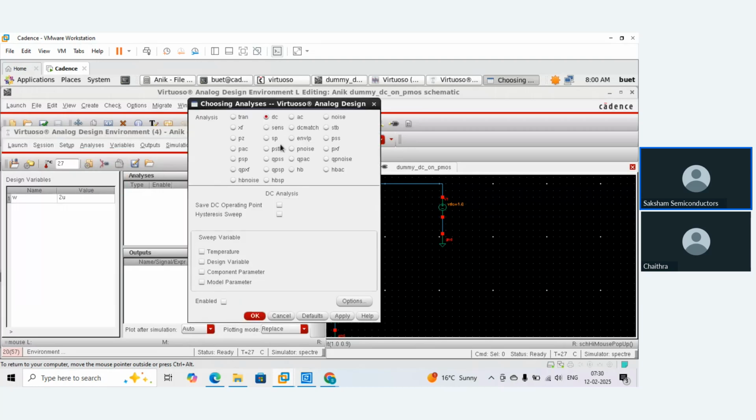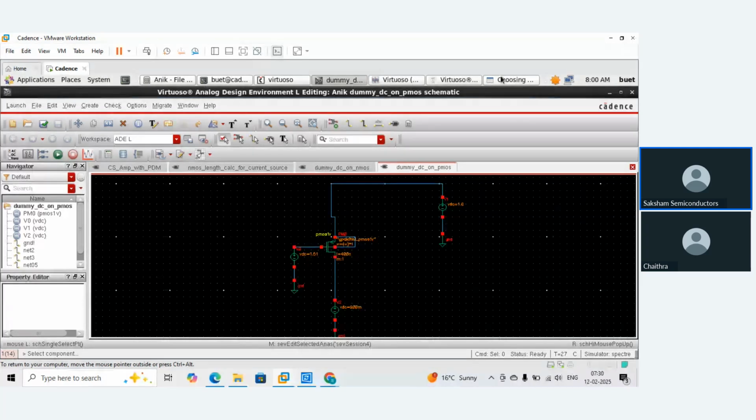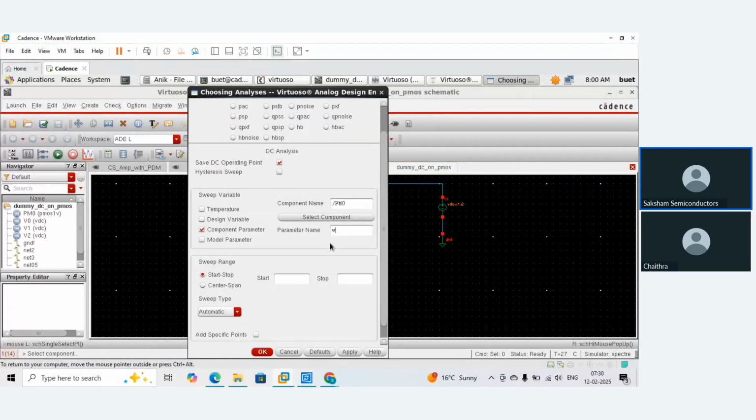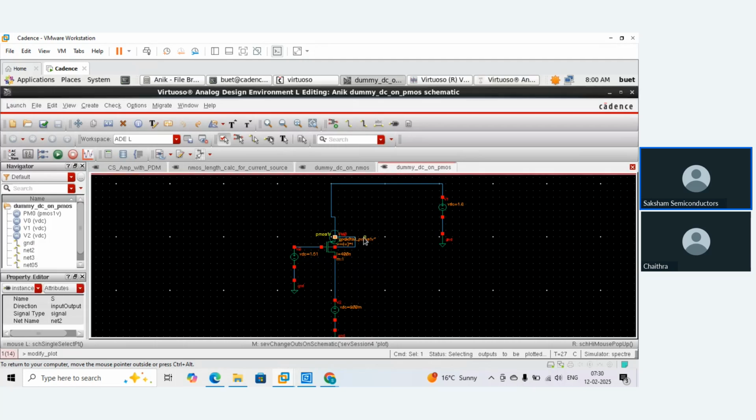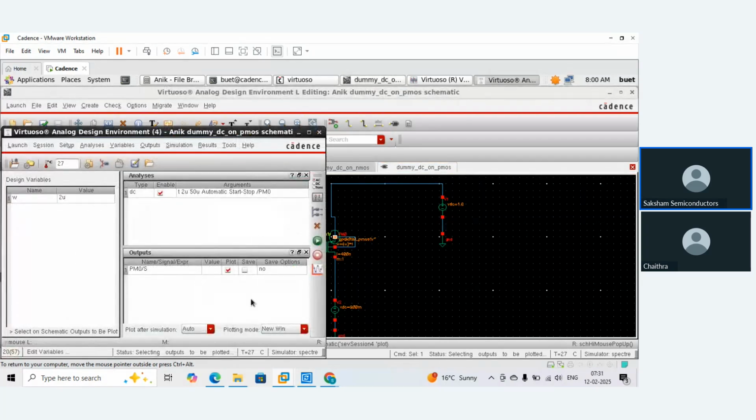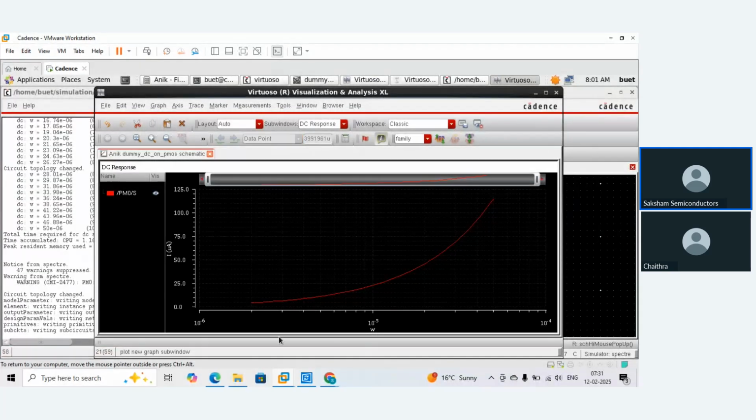Analysis, I'll do the DC analysis, save operating points, component parameter. Now this time it will be my PMOS, and the component parameter name is W. I'm going to sweep from 2 micrometer to 50 micrometer. I'll give it as a new window. Outputs to be plotted: select on the design, and I'll choose the source current or drain current. So now if I run it, I should again be able to get a plot of width versus current.